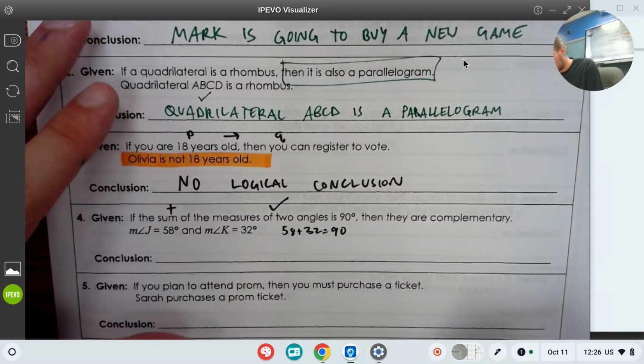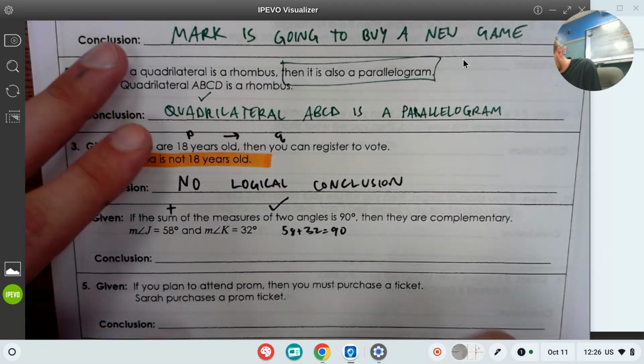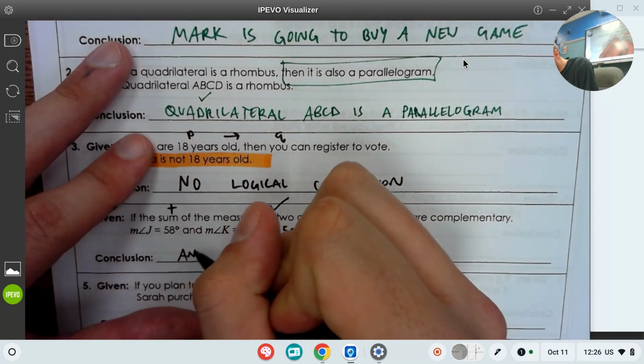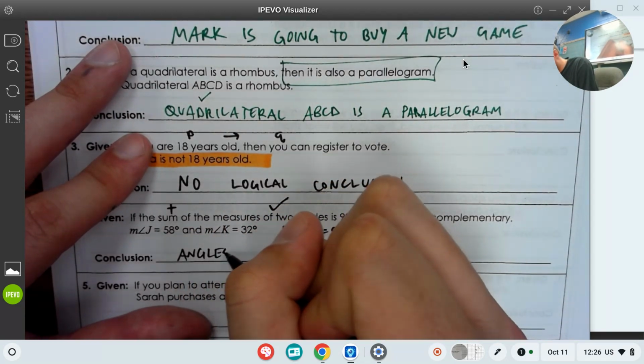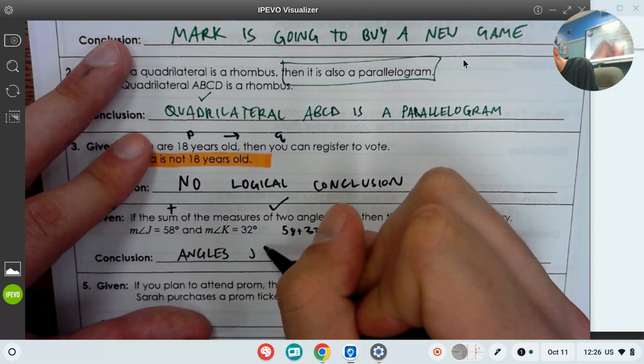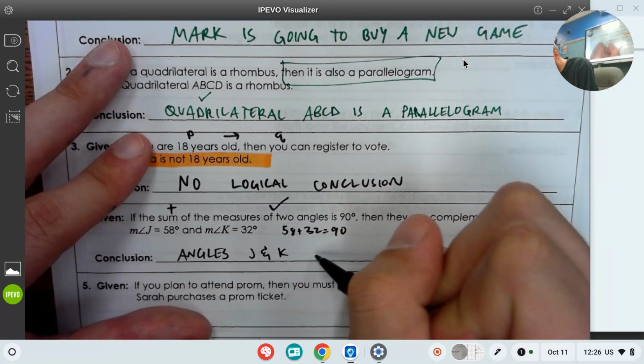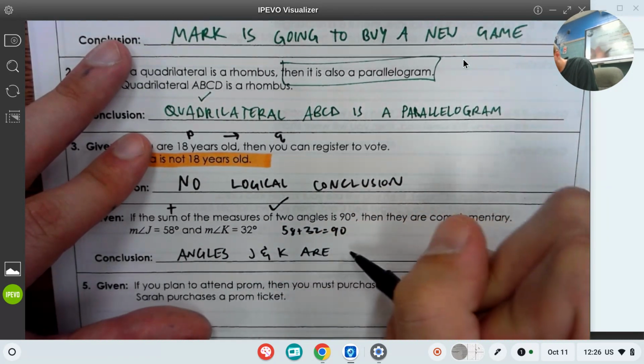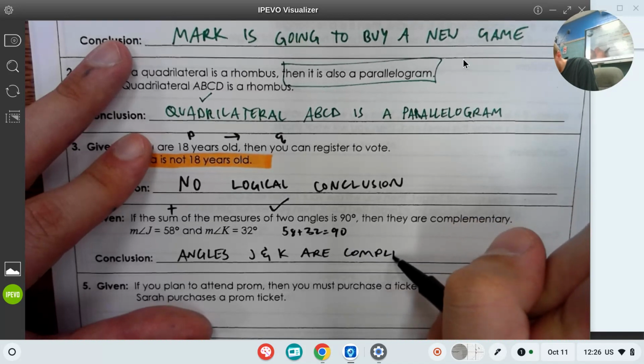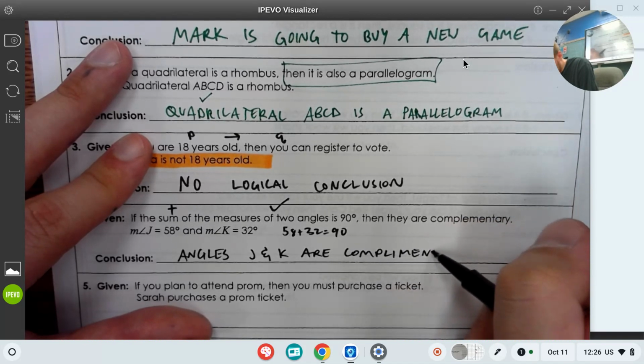Time for the conclusion. So the conclusion could say, make a sentence that makes sense here. Angles J and K are complementary.